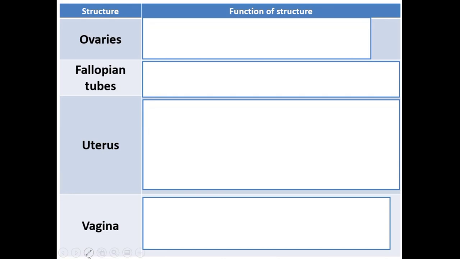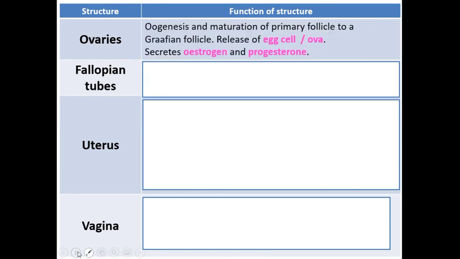And for the ovaries, we know the ovaries will be the part where oogenesis takes place and the maturation of the primary follicle to a Graafian follicle and the release of the egg or the ova. That is what happens in the ovaries. And also the secretion of estrogen and progesterone, which we'll do later. Okay, that is the function of the ovaries.